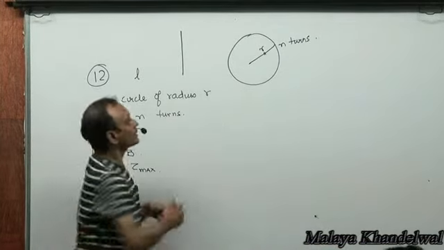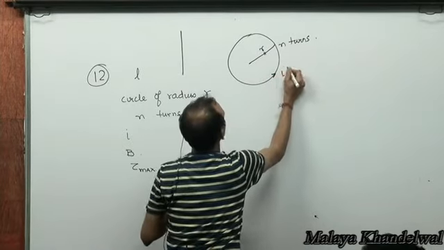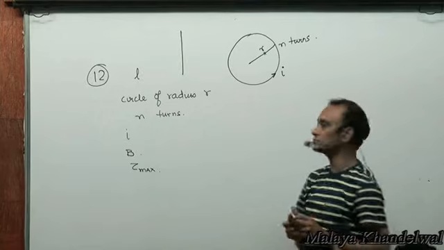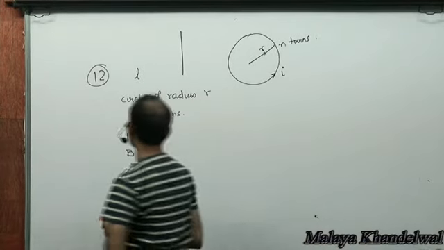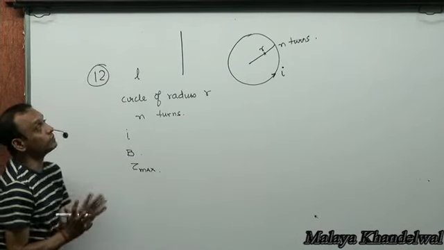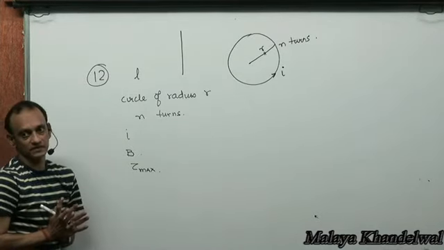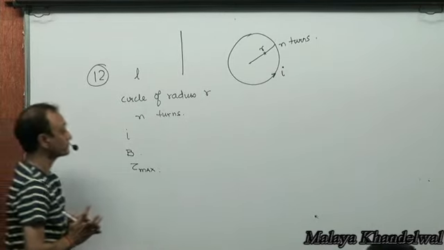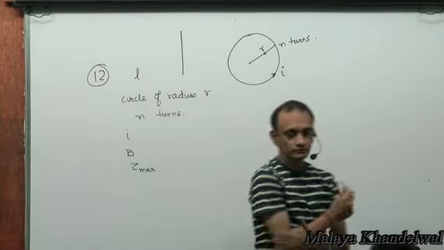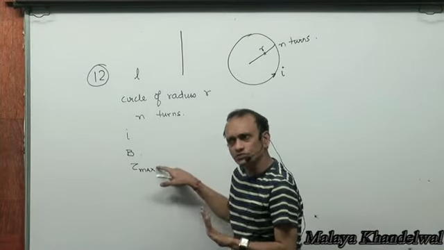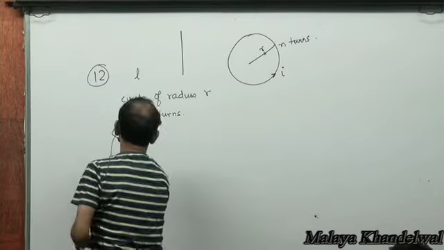And then a current I is made to pass through this. And the whole thing is exposed to a magnetic field B. Uniform, let me assume uniform magnetic field.